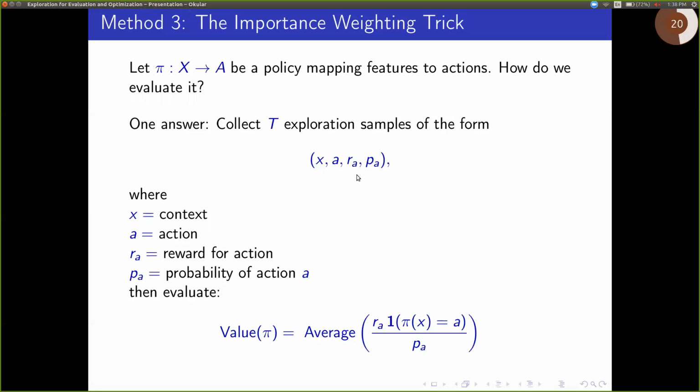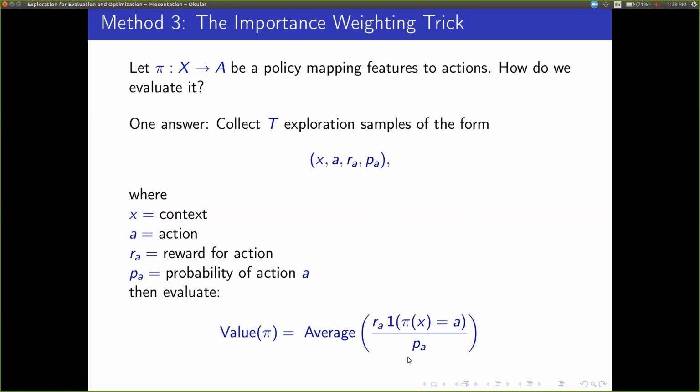Okay, so let's imagine that we've collected T exploration examples. An exploration example consists of the features, the action, the reward for the action, and then the probability of the action. All right, so that's good. And now we want to try to evaluate a policy. So what we're going to do is compute an empirical average of this formula here. We have the reward times 1 if the policy's action equals the random action, and times 0 otherwise. And then all of that is divided by the probability of the action.